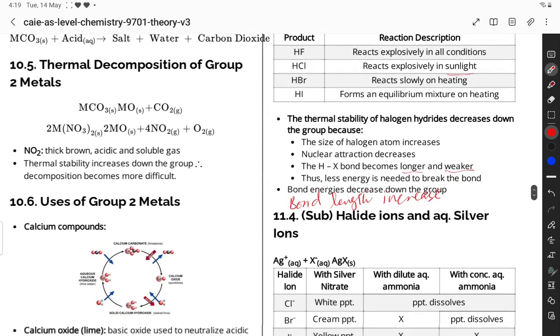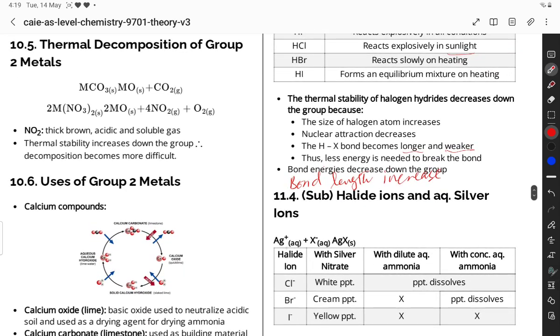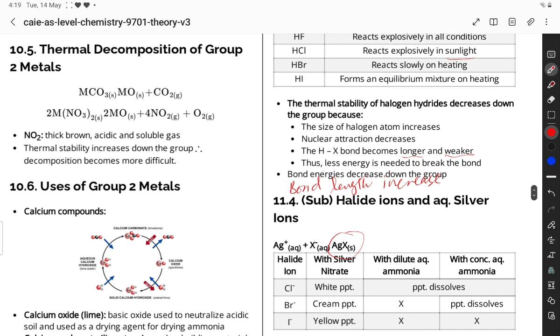Halide ions with aqueous silver ions. You know that silver ion plus halide ions form a silver halide compound in solid state. Chloride ions form a white precipitate with silver nitrate. Bromide ions form a creamy precipitate with silver. For example, Ag+ plus Cl- forms AgCl. This is the ionic equation, silver nitrate and aqueous sodium chloride.